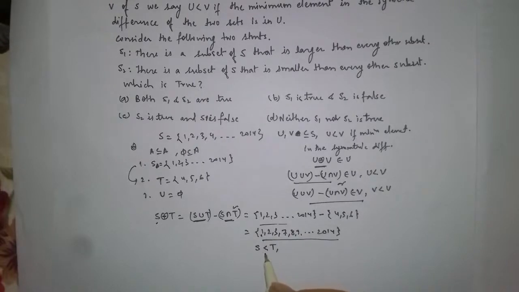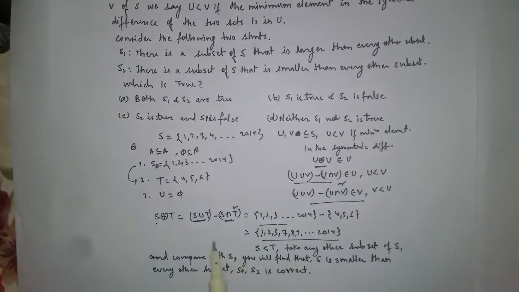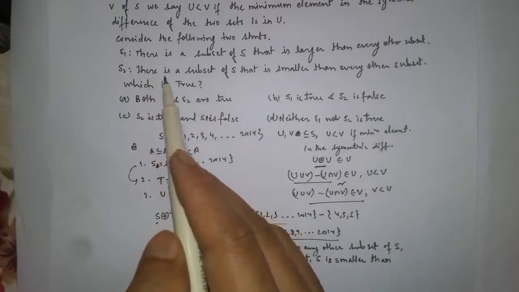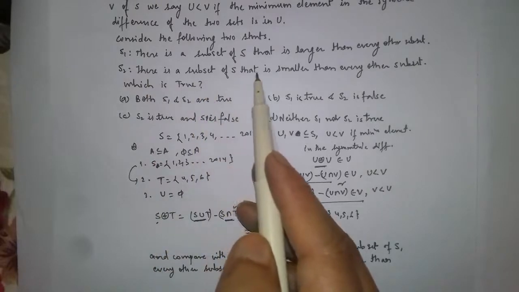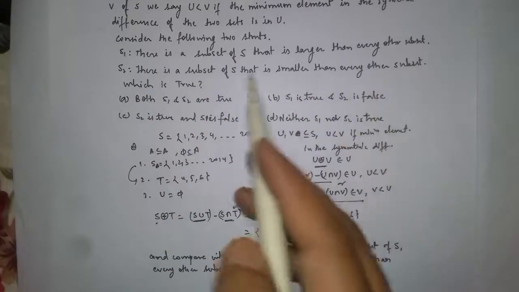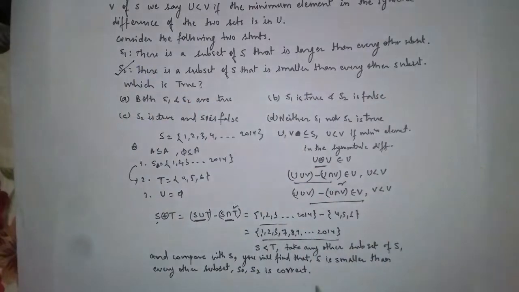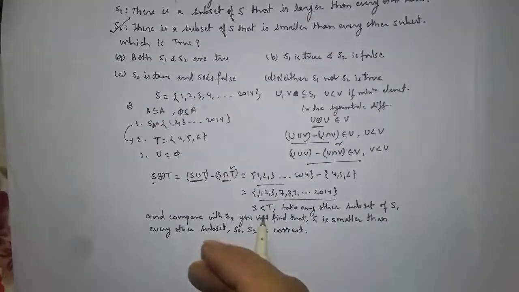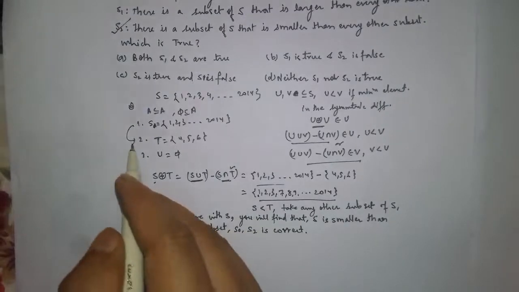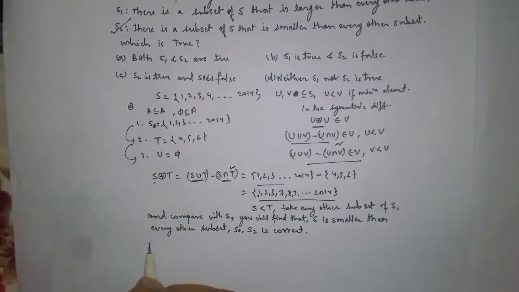Now think that you take any other subset other than T and compare with S, you will find that S will be smaller than every other subset. So if it is smaller than every other subset, the statement that there is a subset of S that is smaller than every other subset will be correct. So S1 is correct.